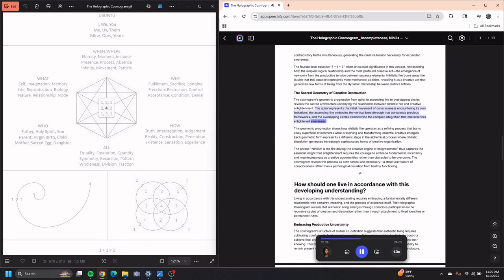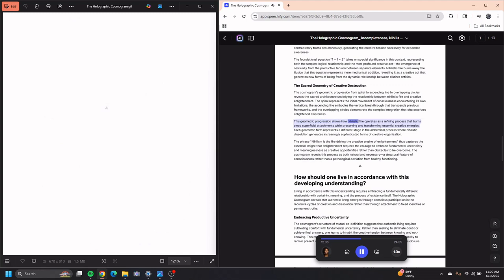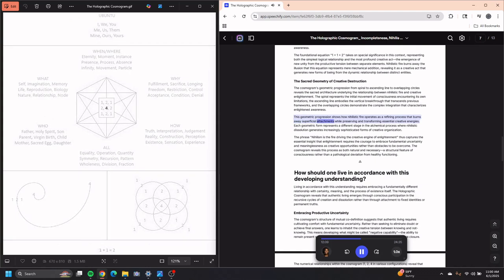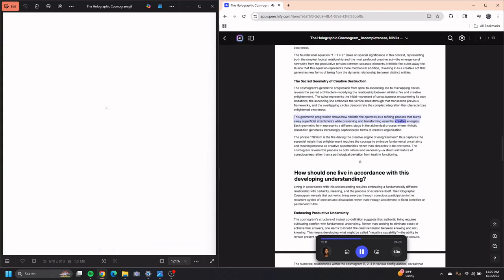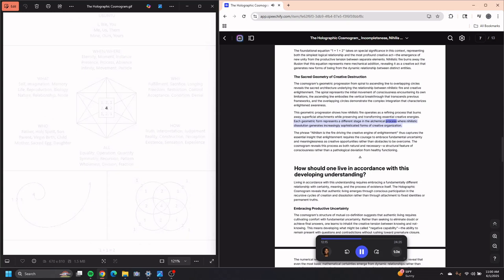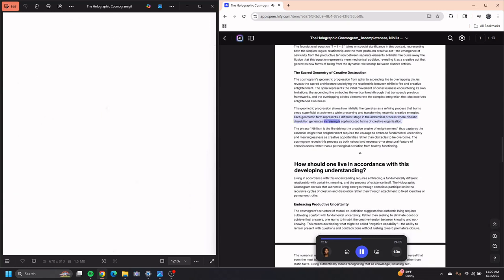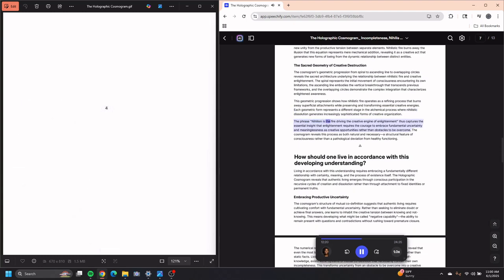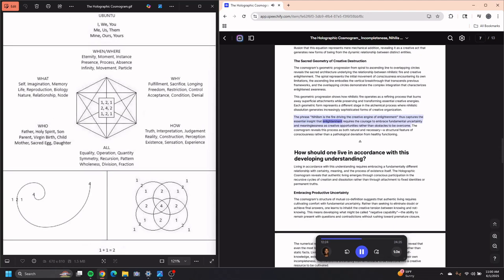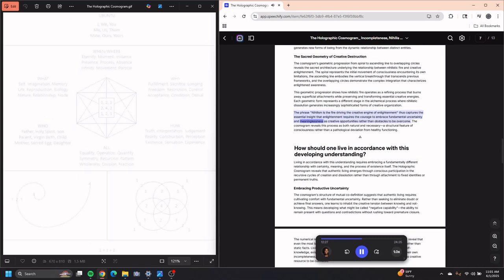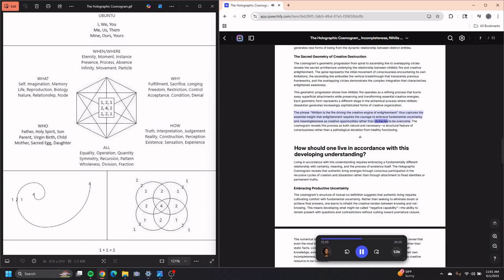characterizes enlightened awareness. This geometric progression shows how nihilistic fire operates as a refining process that burns away superficial attachments while preserving and transforming essential creative energies. Each geometric form represents a different stage in the alchemical process where nihilistic dissolution generates increasingly sophisticated forms of creative organization. The phrase "nihilism is the fire driving the creative engine of enlightenment" thus captures the essential insight that enlightenment requires the courage to embrace fundamental uncertainty and meaninglessness as creative opportunities rather than obstacles to be overcome.